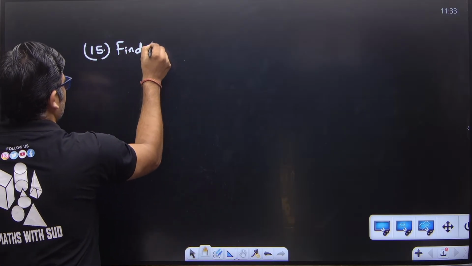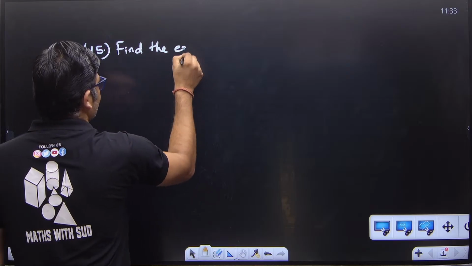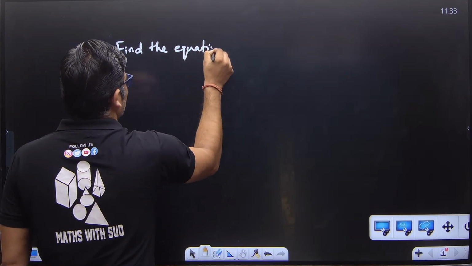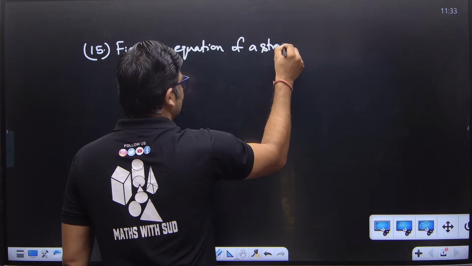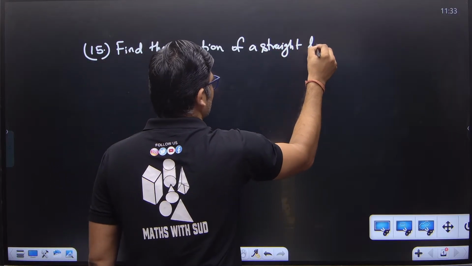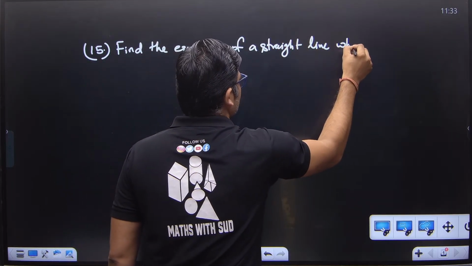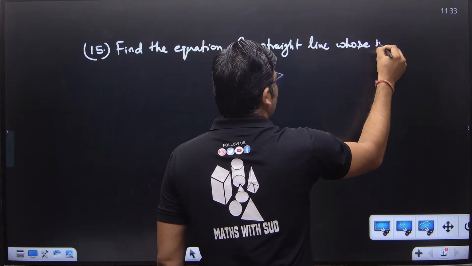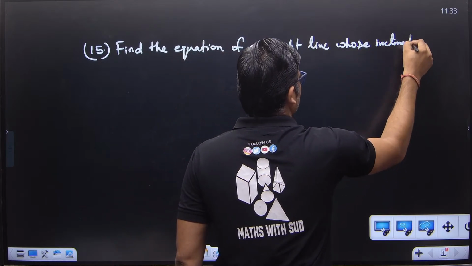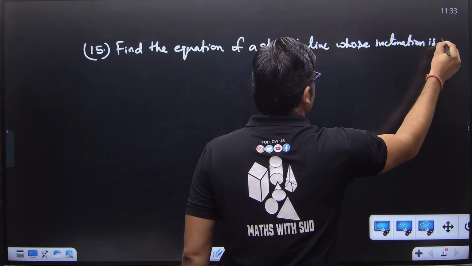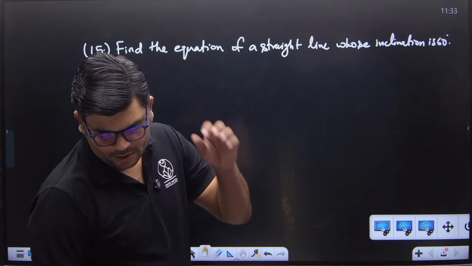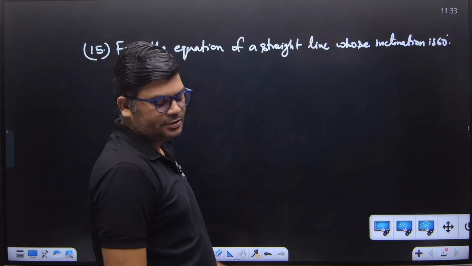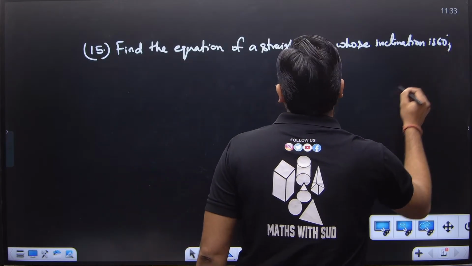Find the equation of a straight line whose inclination is 60 degree. Okay, and passes through the point 0 comma minus 3.